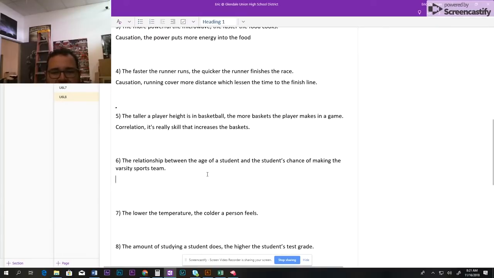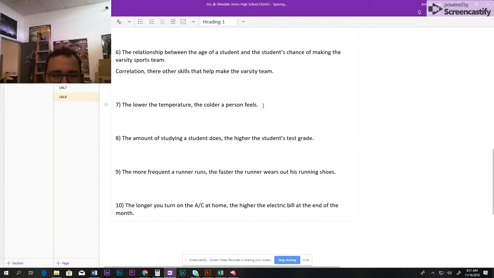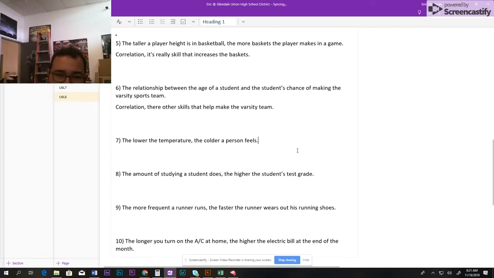The relationship between the age of a student and the student's chance of making the varsity sports team. It's correlation. There are other skills that help make the varsity team. You could be a senior and be bad at basketball and not make the team. Okay, but it helps. It's a correlation. You could be a freshman and make the varsity.